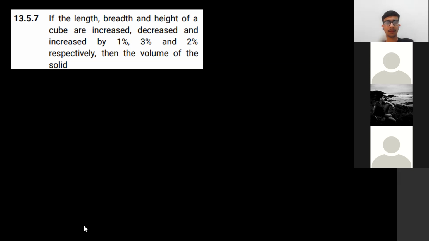Sir, up to what decimal place should I answer? I am getting up till 4 decimal places. Up to two, up to two. Okay. And do mention if it's increased or decreased.